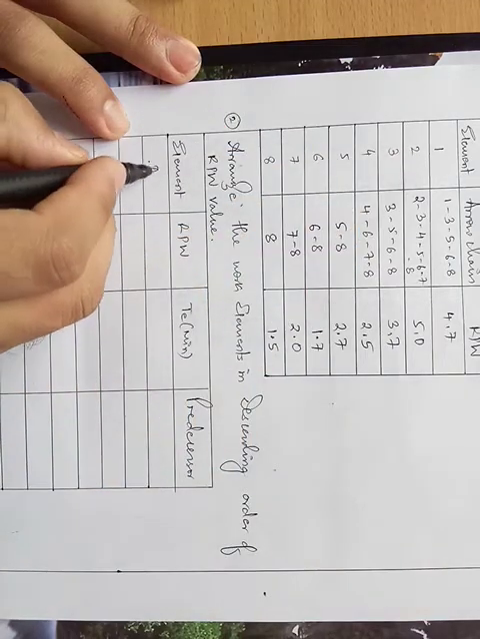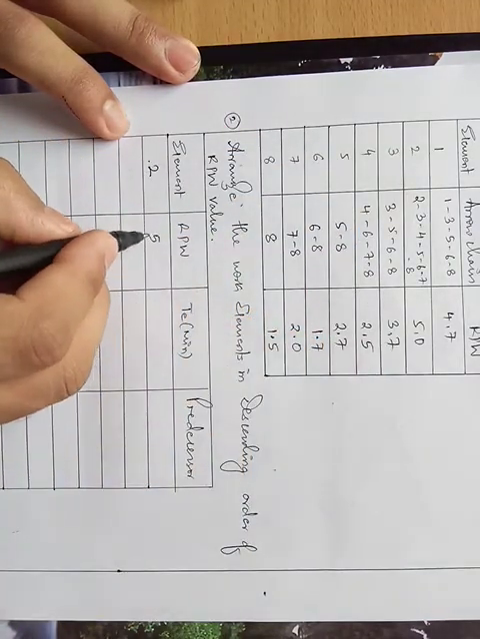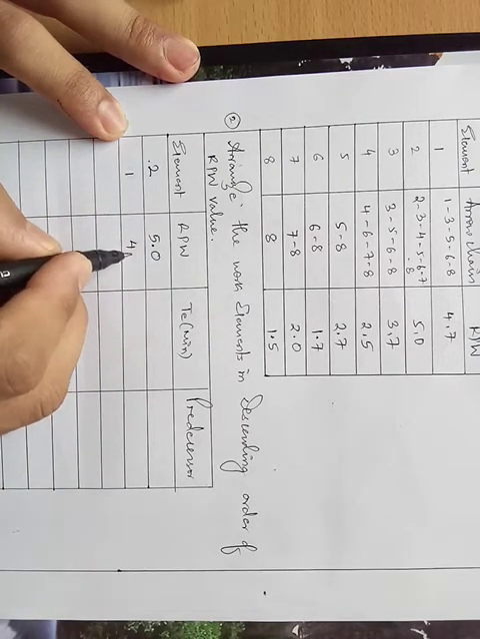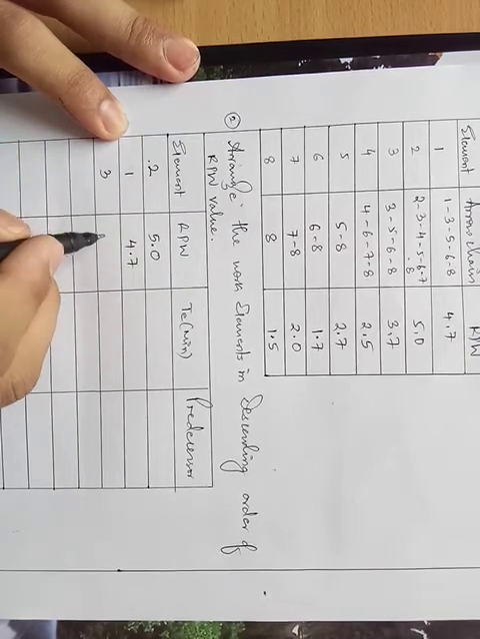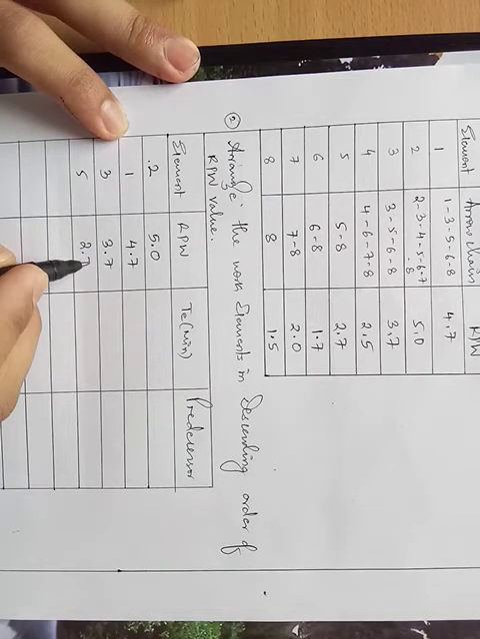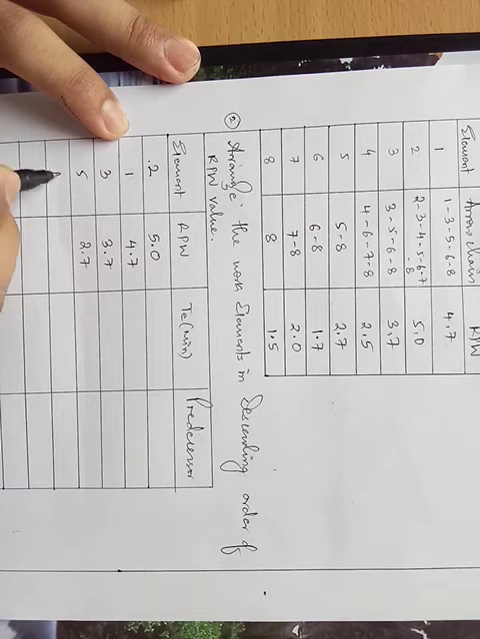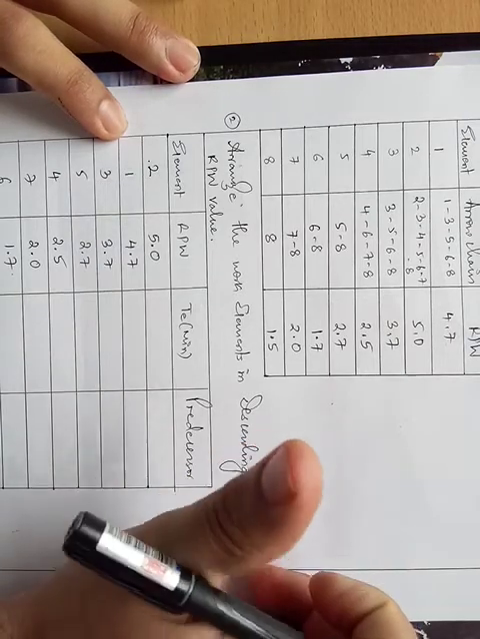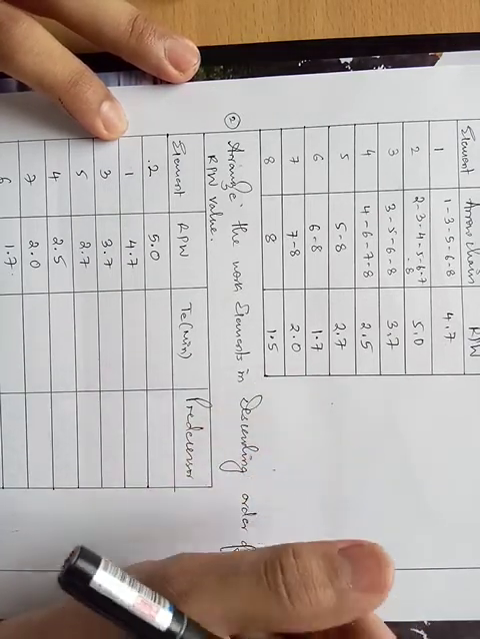work element number 2, RPW value is 5.0. Work element number 1, RPW value is 4.7. Work element number 3, 3.7. Work element number 5, you are getting 2.7. Then you have work element number 4, 2.5. Work element number 7, 2.0. Work element number 6, 1.7. Work element number 8, 1.5. Right, so whatever values I got in the previous table, I have just rearranged in descending order.